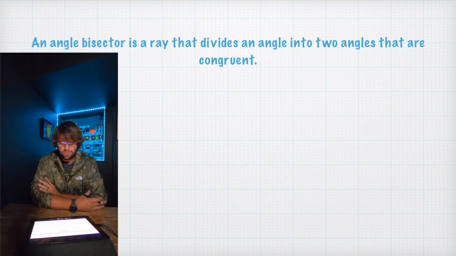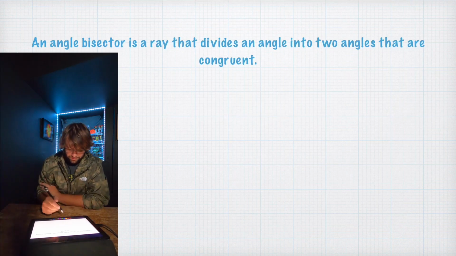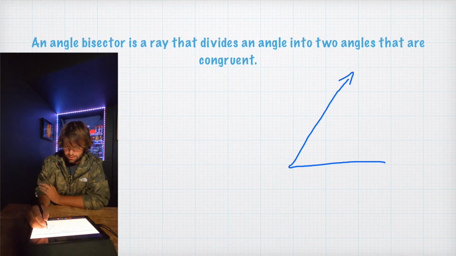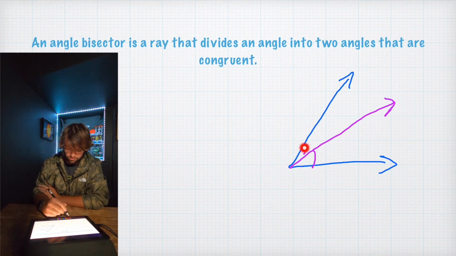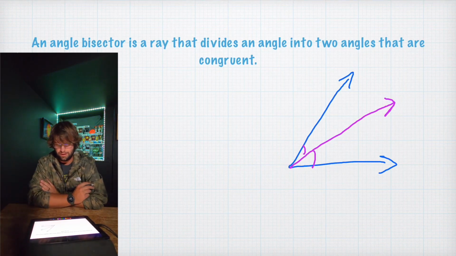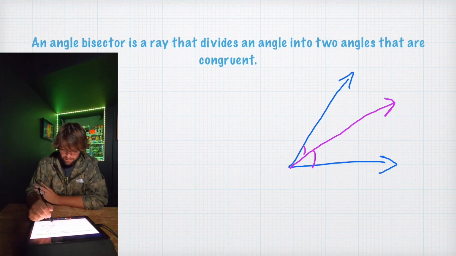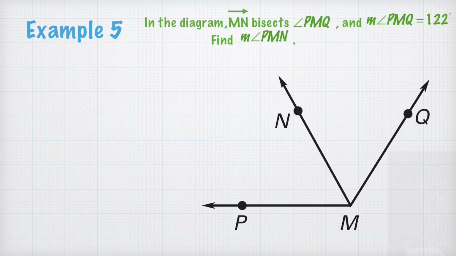An angle bisector is a ray that divides an angle into two angles that are congruent. So, just to put a picture to words, you have this angle here, and if you have this line cutting it straight down the middle to where this angle and this angle are congruent, that makes this an angle bisector. Remember, the hash marks mean congruent.